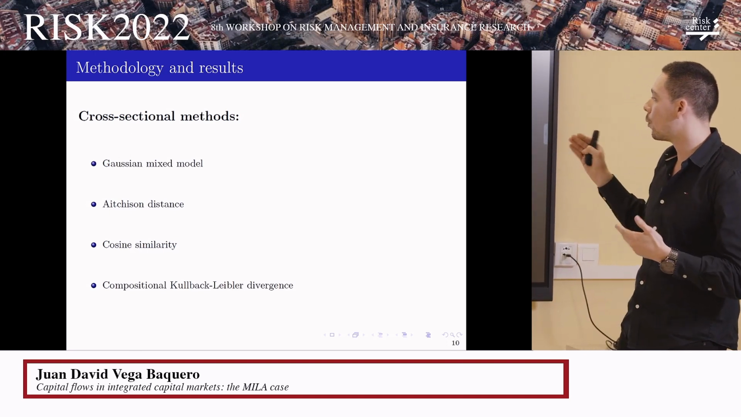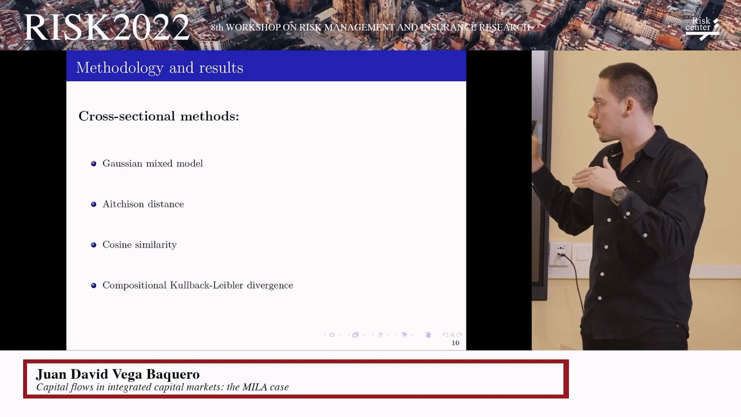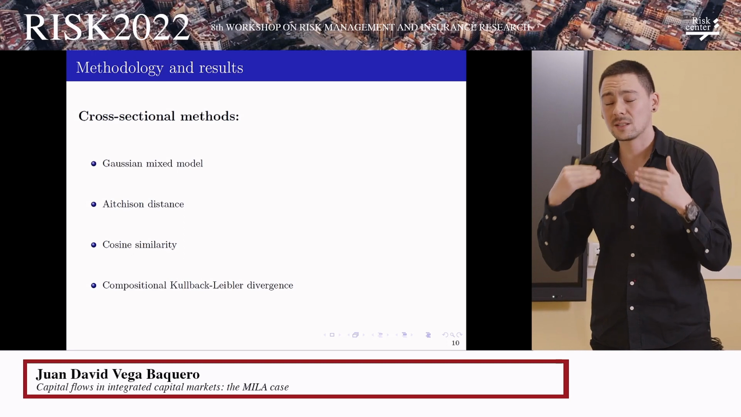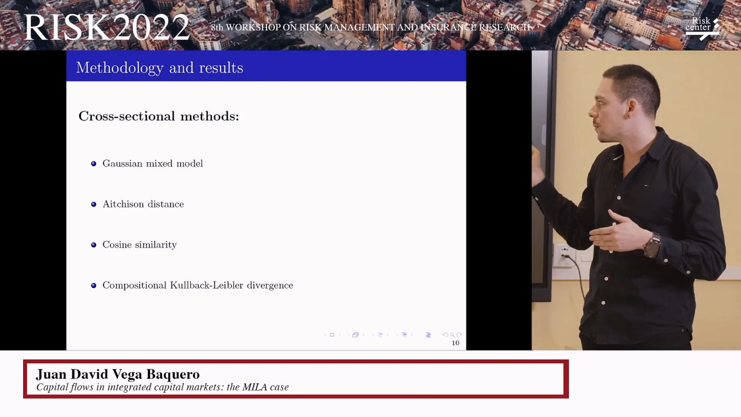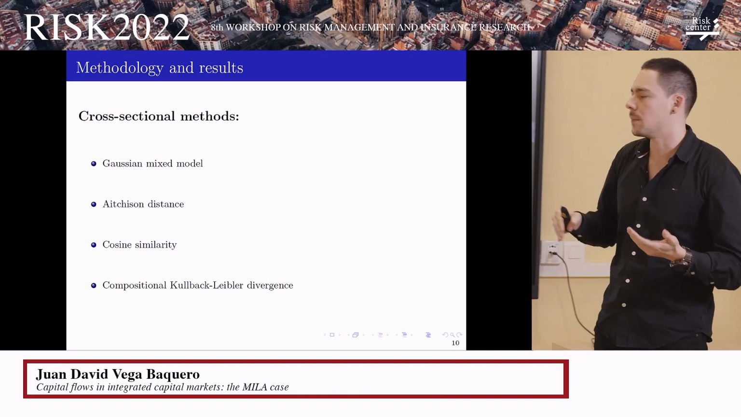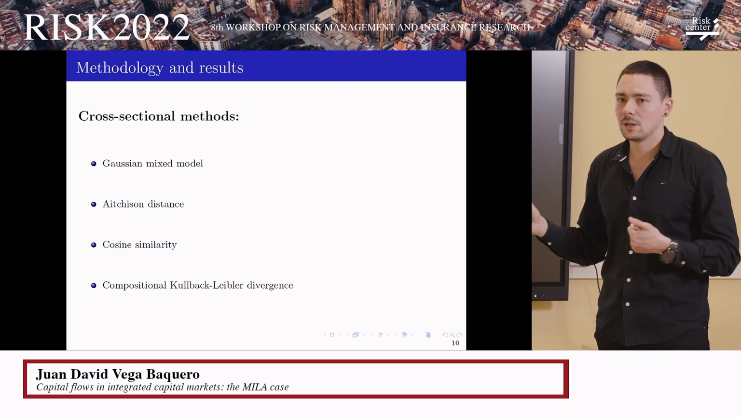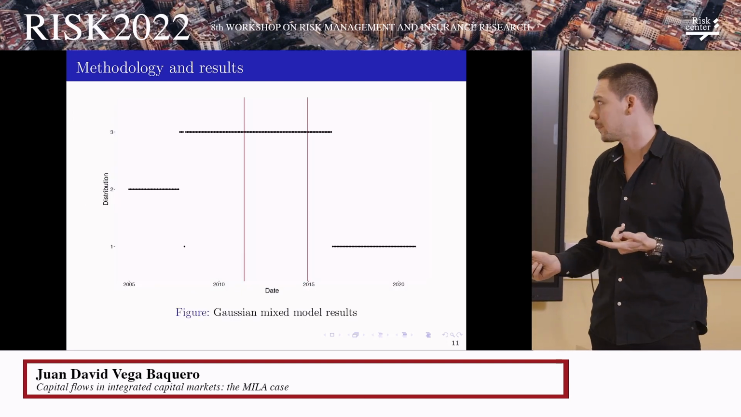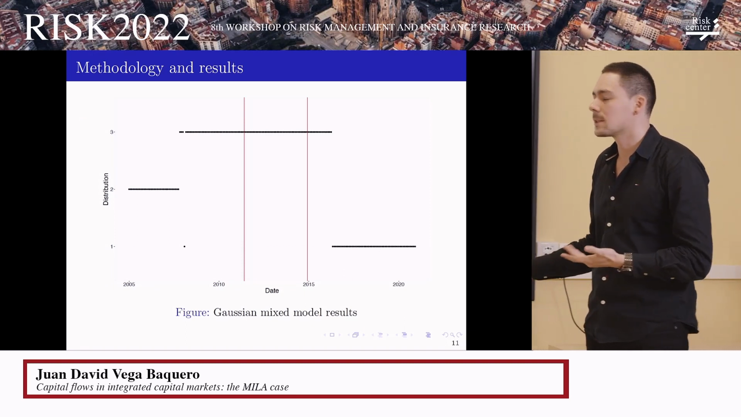So basically, we use four different ones. Well, the first one is a model, and the other three are just distance measurements. So first, we'll try to see a Gaussian mixed model. Then we'll check the Aitchison distance that I mentioned before. Here, I will explain a bit more. Then a Cosine similarity index, and the compositional Kullback Leibler divergence. So first, the results for the Gaussian mixed models.